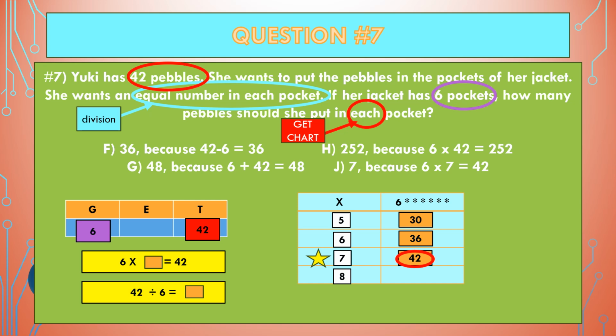All right, so the only answer choice where 7 is the answer is J. And again, J says 7 because 6 times 7 equals 42. Circle J, that's your answer. Now you may want to pause your video to write down the same notes that I have to solve the problem if you did not get the correct answer on your own. So pause that video just to check your work.